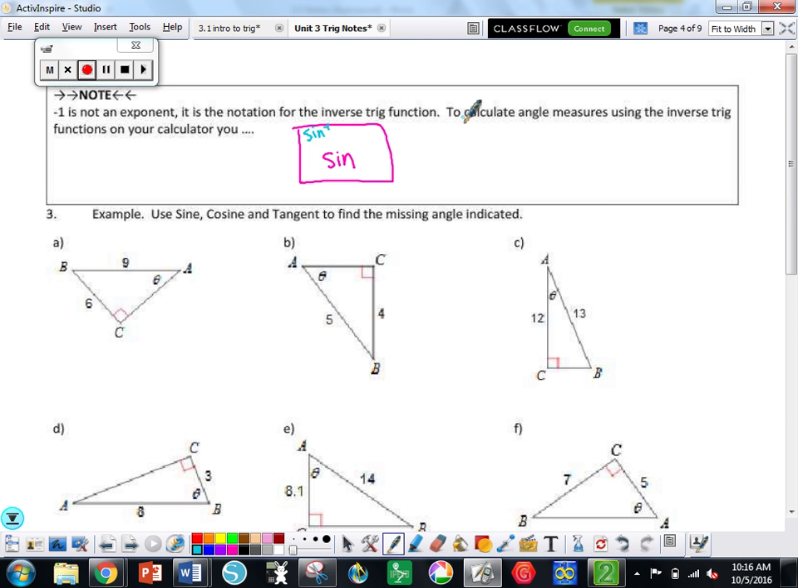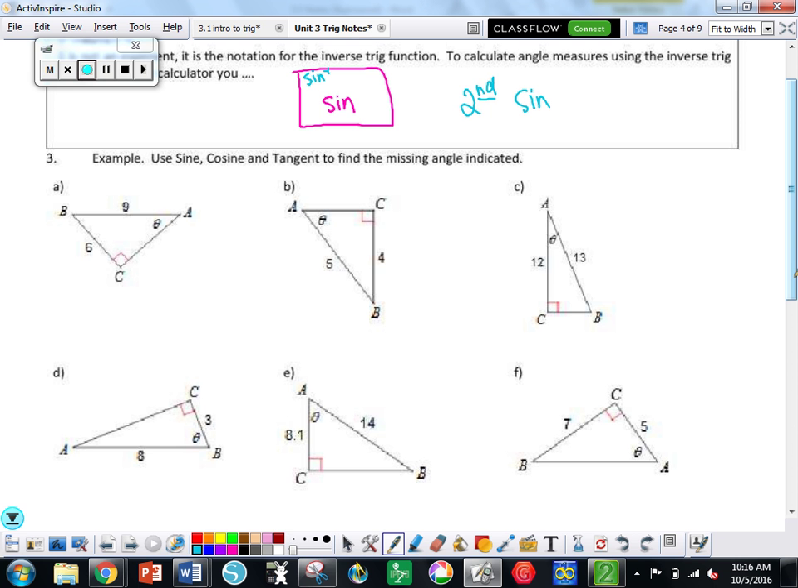If I want to find the sine of 60, I just push the sine button, right? But for the inverse, you would do the second sine button, and you would get the inverse button. Okay. So let me show you how to do this.